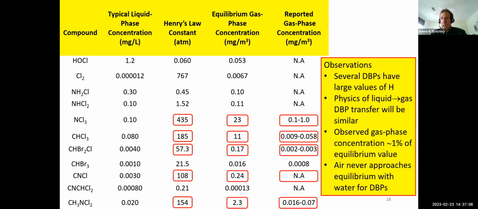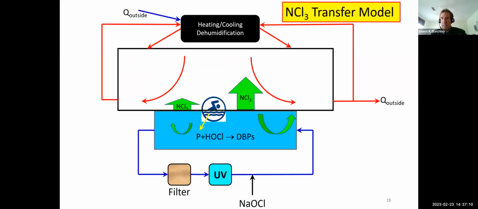But it also has implications in terms of how we're going to simulate these dynamics. So this is a schematic illustration of the model that we've developed to describe these dynamic behaviors. This is specific for trichloramine. So let me just walk you through this. This is supposed to represent an indoor swimming pool.